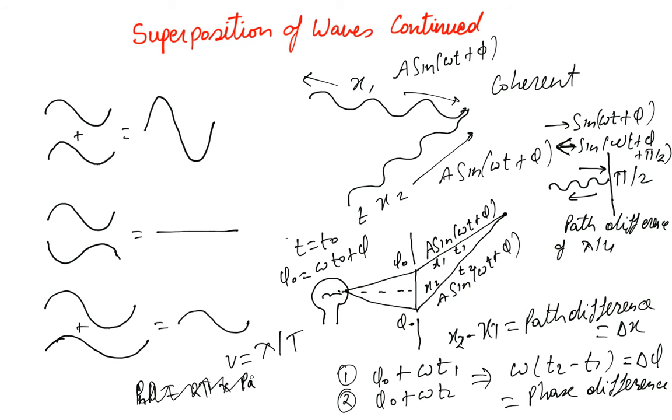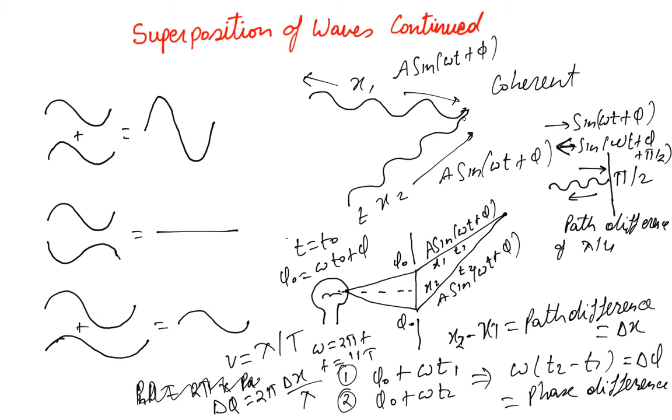So let's remove all this here. So we can say delta phi is nothing but 2 pi delta x divided by lambda, where lambda is the wavelength. You can very easily verify that using simple formulas like omega equals 2 pi f, or f equals 1 over T. Using all these formulas, you can verify this formula. So this is the path difference between the two waves, and this is the phase difference between the two waves.